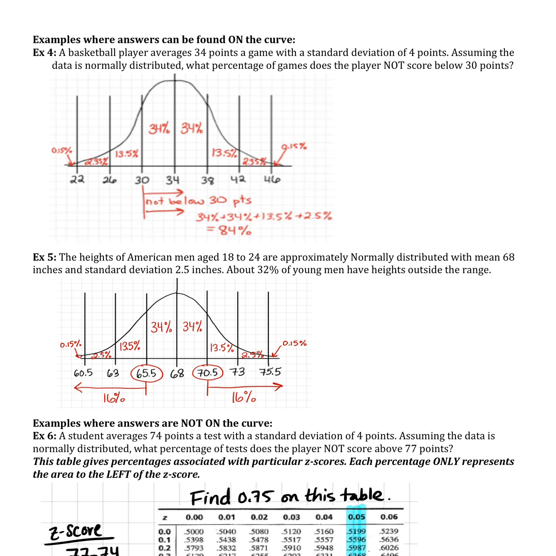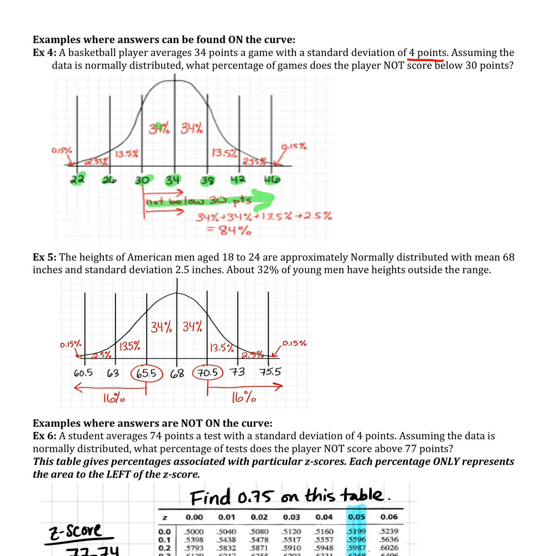So it says a basketball player averages 34 points a game with a standard deviation of 4 points. Assuming that the data is normally distributed, what percentage of games does a player not score below 30? Well, we fill out our normal curve and we put our mean here, and then I add 4 in this direction and I add 4 in this direction. And I'm concerned with not below 30, so I'm going to go this way.